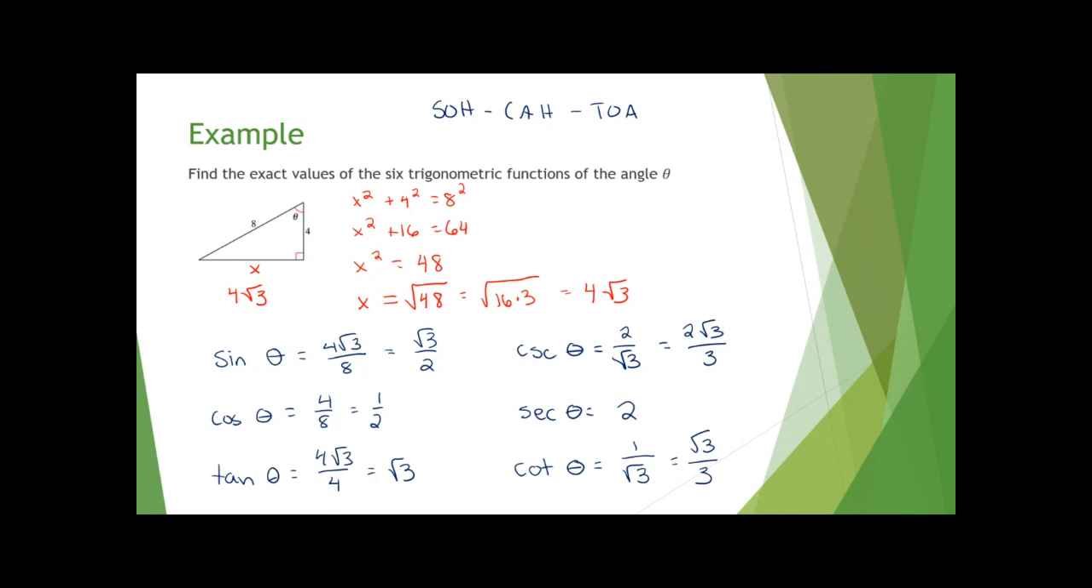And actually, you may think, oh, these numbers are very familiar. Well, indeed they are, because this is a 30, 60, 90 triangle. So you can even then figure out the angle based off of what you got for your trig functions. But it's not asking us what the angle is, it just wants to know what the trig functions are.